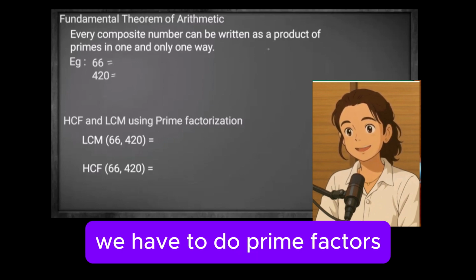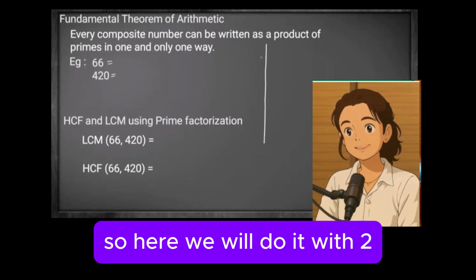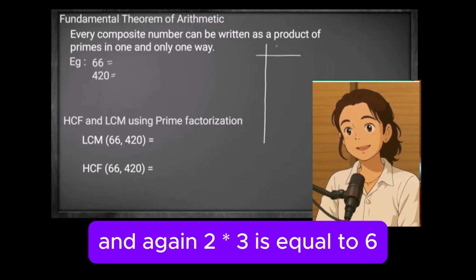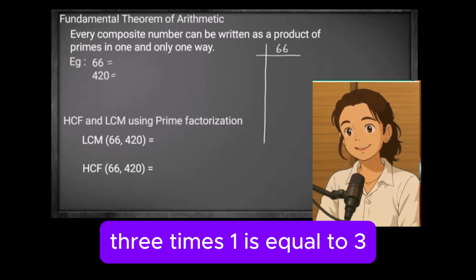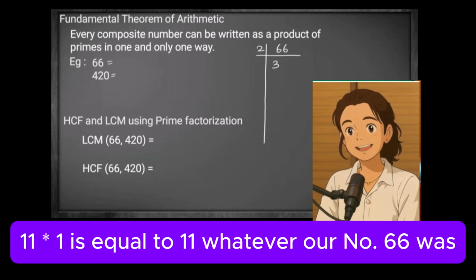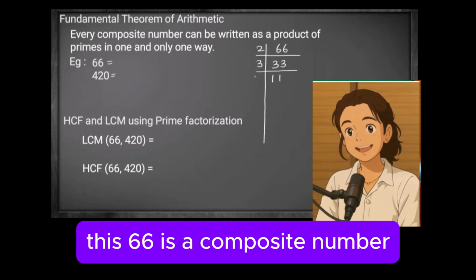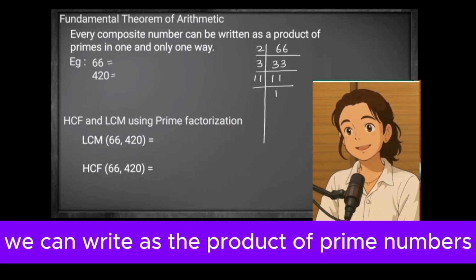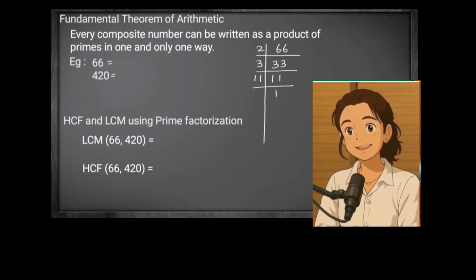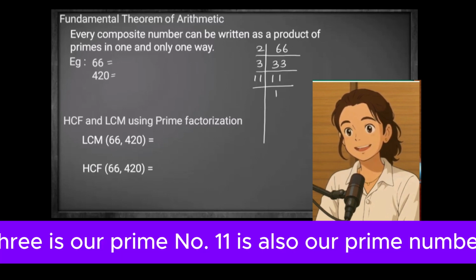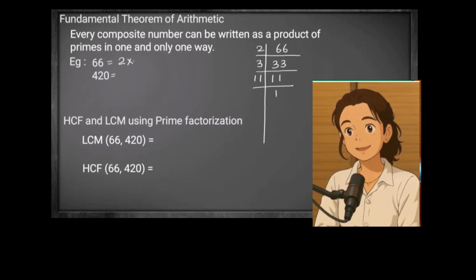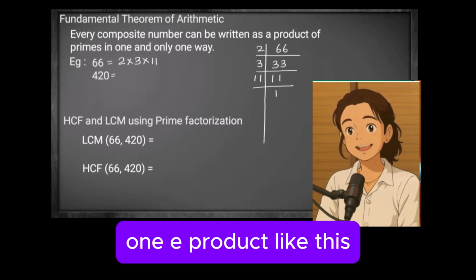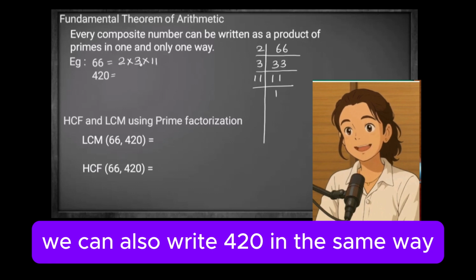We have to do prime factorization. So here we will divide by 2: 2 times 33 is equal to 66. Then we divide by 3: 3 times 11 is equal to 33. Then 11 times 1 is equal to 11. Whatever our number 66 was, this 66 is a composite number. This number we can write as the product of prime numbers. 2 is our prime number, 3 is our prime number, 11 is also our prime number. We can write 66 in the form of a product of prime numbers, like this: 2 times 3 times 11.